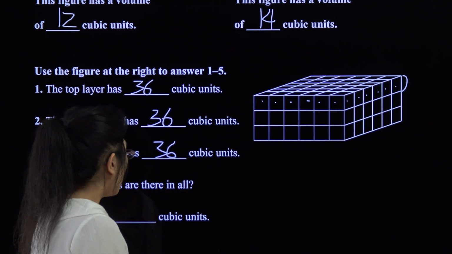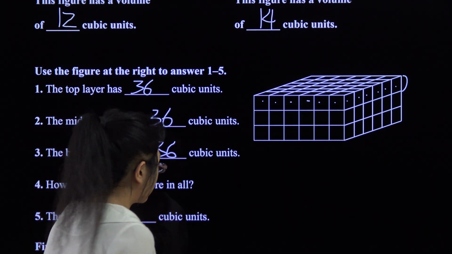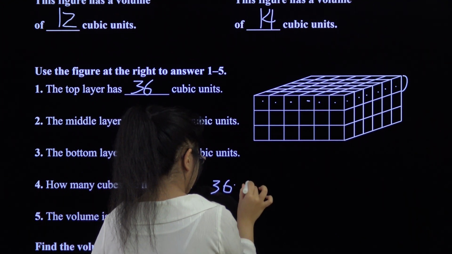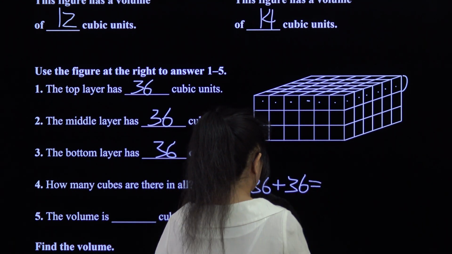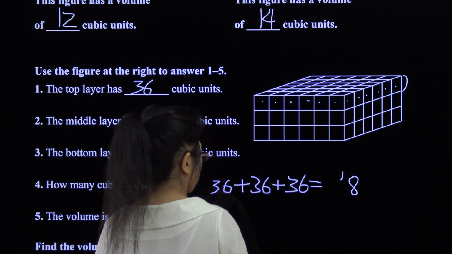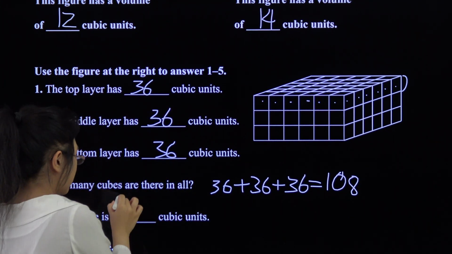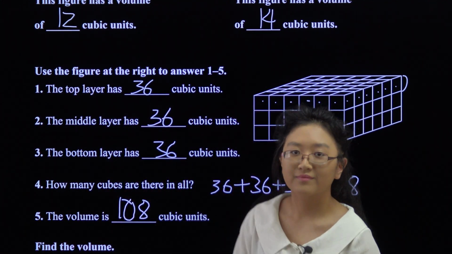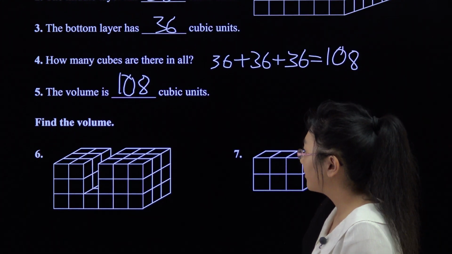How many cubes are there in all? 36 times 3, which admittedly you guys haven't really learned yet, so you'll just have to do addition. 36 plus 36 plus 36 equals 108. The volume is 108 cubic units. Multiplication really comes in handy sometimes.